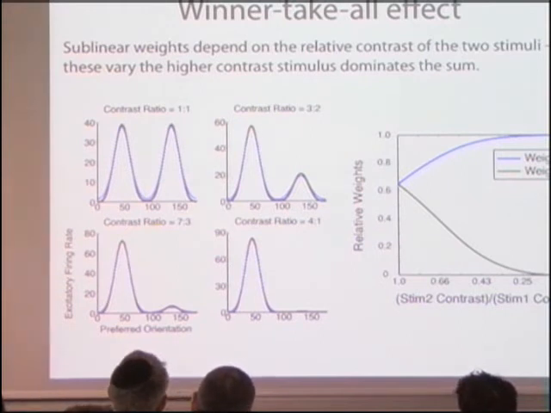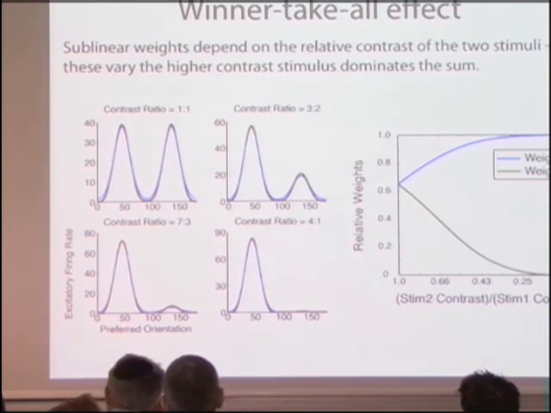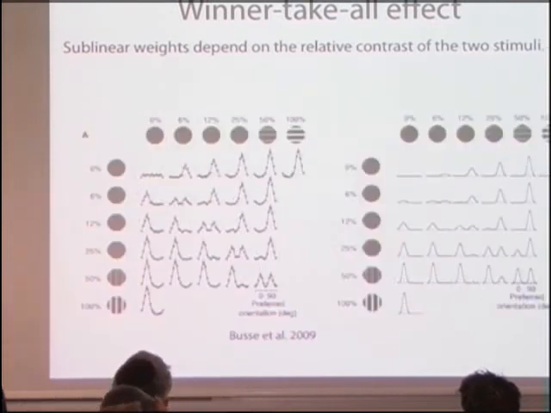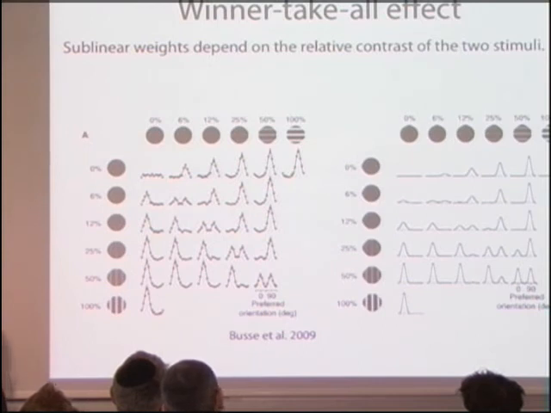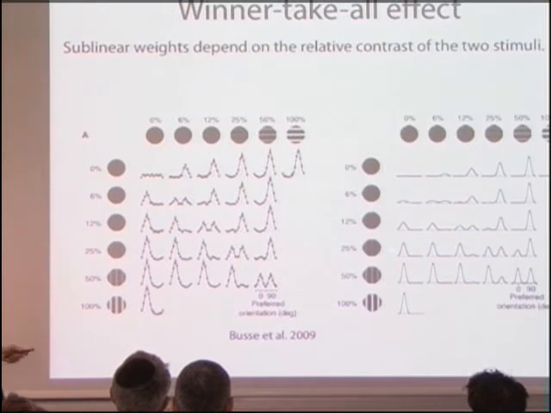Now, if you take a step further and work with a nonlinear input, that is, if you assume that the input coming from the LGN has its own contrast response function so that it saturates, then you can actually get a really nice approximation of the data shown in Busey et al. There's really not much to say here other than the winner-take-all effect.